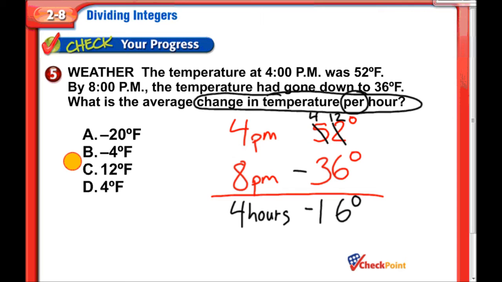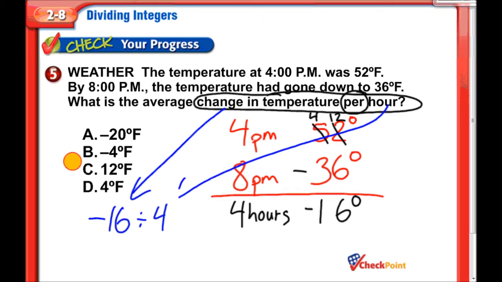So if I divide those 16 degrees that went down by 4 hours, I should figure out the change in temperature per hour. Here it is, change in temperature, and then the number of hours. So let's see. Well, -16 divided by +4, that answer is going to be a negative. A negative divided by a positive is a negative. The signs are different. That answer is negative. And of course, 16 divided by 4 is 4. So there it is. It dropped 4 degrees per hour.